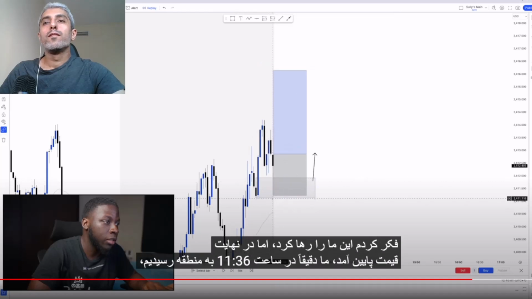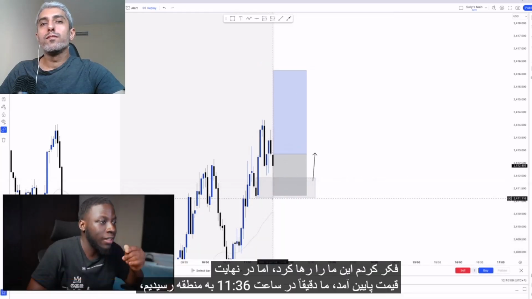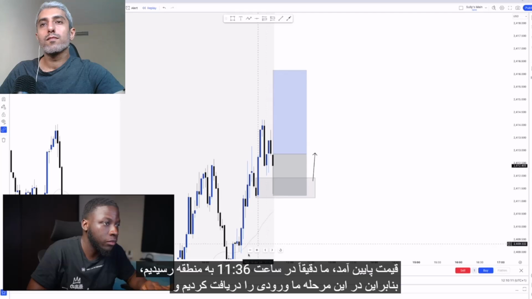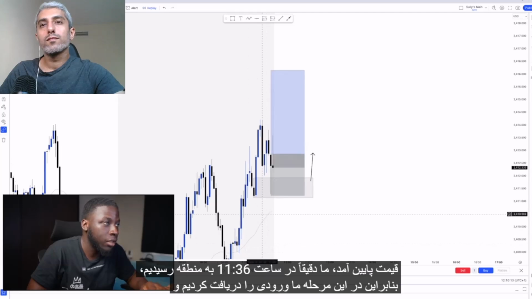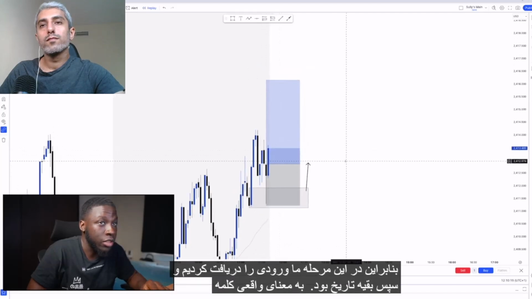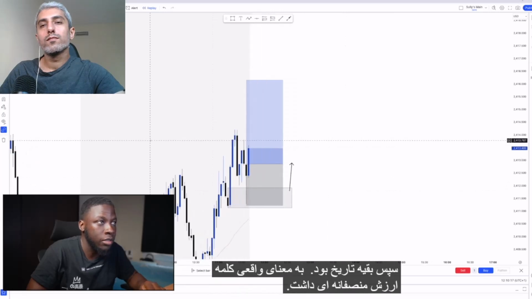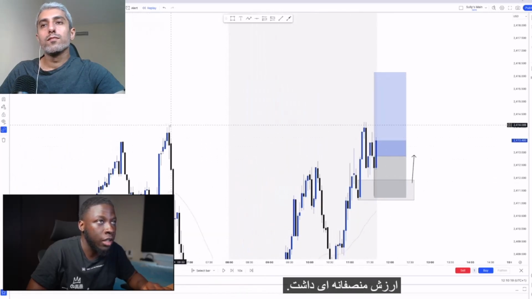Price came down, we hit the zone at 11:36, right? So at this point we got an entry and then the rest was history. We literally had a fair value gap present. What I was thinking is that now we're super high, right?